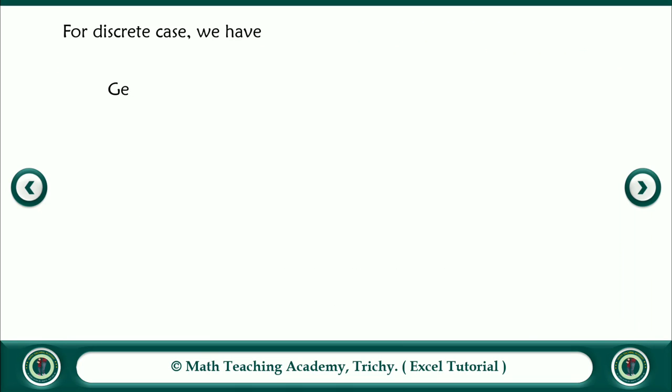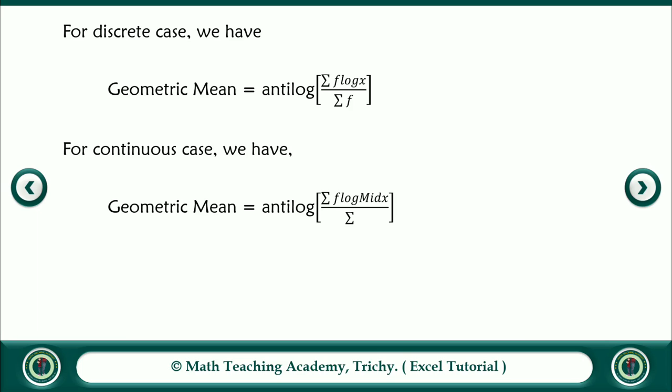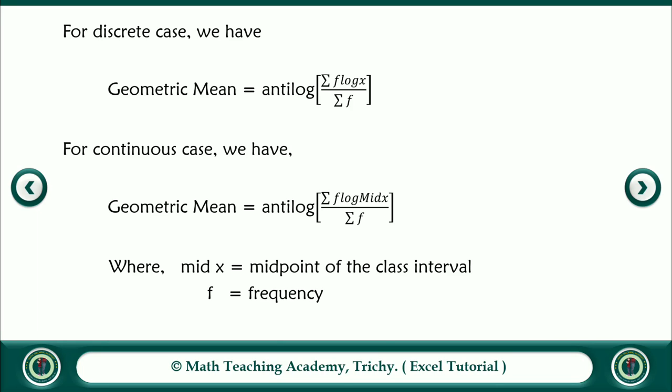For discrete case, we have geometric mean is equal to antilog of summation f log x divided by summation f. Here in this discrete frequency data, what they will given is x and its corresponding frequencies. For continuous case, we have the formula geometric mean is equal to antilog of summation f into log mid x divided by summation f, where mid x equal to midpoint of the class interval, f is frequency.